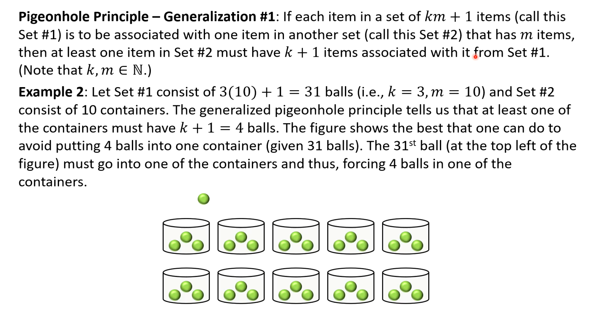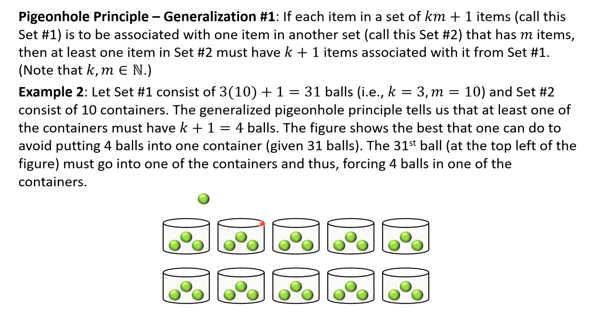So let's look at an example. Let set S1, set number 1, consist of 31 balls, so k is 3 and m is 10. And set 2 has 10 containers. Then the generalized pigeonhole principle tells us that at least one of the containers must have k plus 1 equals 4 balls. And you can see it here.